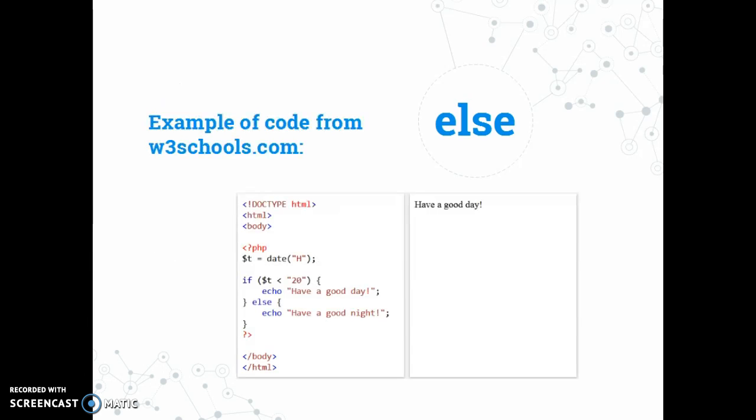This is the example of the else statement from W3Schools. In the if statement, if the hour is less than 20, the result will be "Have a good day," and else, for any other number bigger than 20, it will be "Have a good night."